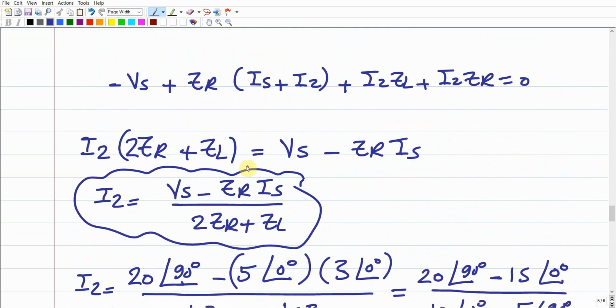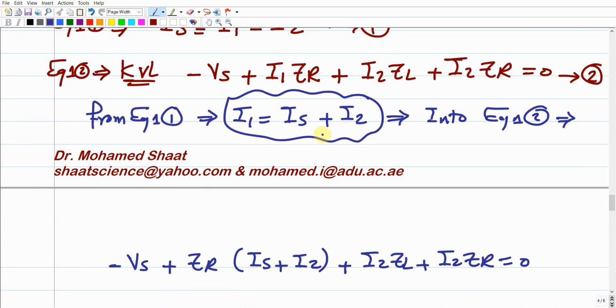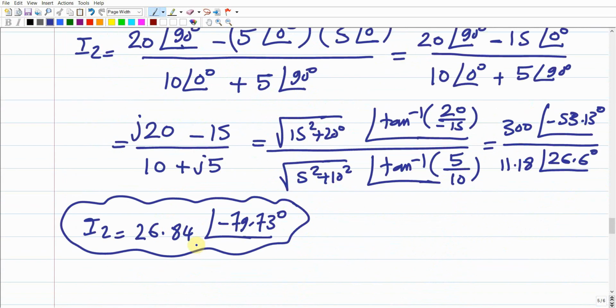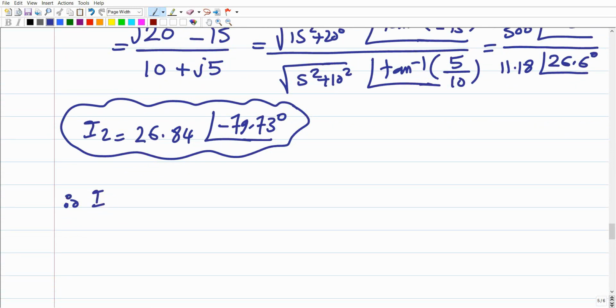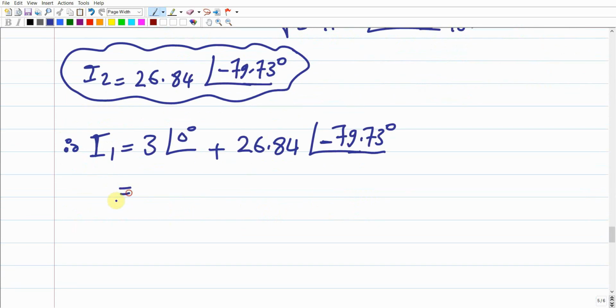So this is going to give us the second phasor, the I2. We still need to calculate I1, right? So to do so, we're just going to substitute into this equation to find I1. I1 is going to be the IS, which is already 3 angle 0, plus the I2, which is 26.84, and the angle is already negative 79.73 degrees, right?